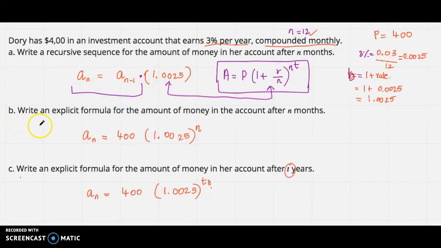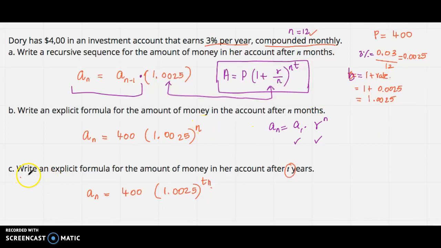How do you write an explicit formula? Explicit formula, remember, is given by an is a1 times the rate to the power of n. All you have to do is substitute for a1 and r, and you got your formula. a1 here is 400, so instead of a1 I put 400. The rate, or r, is like our base, 1.0025, to the power of n.